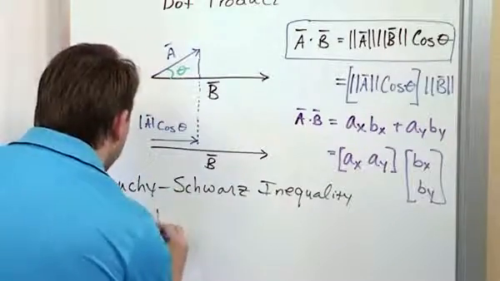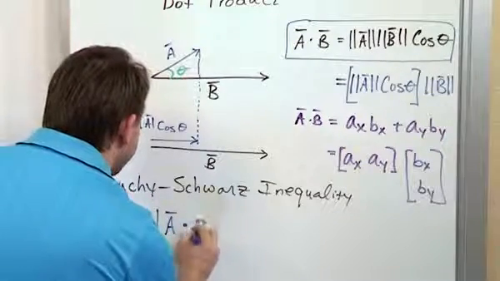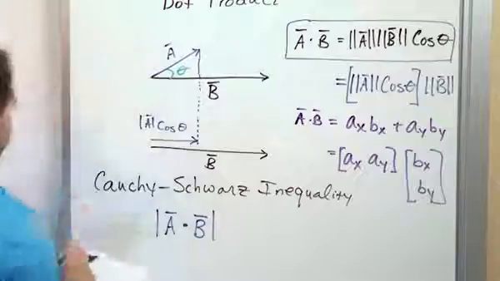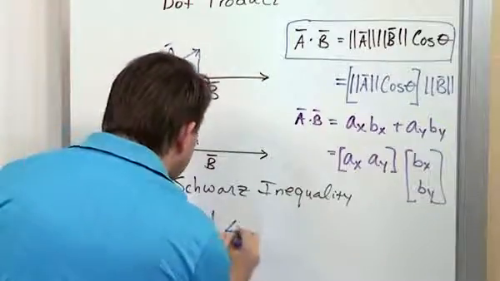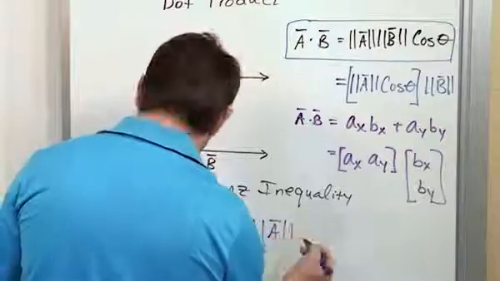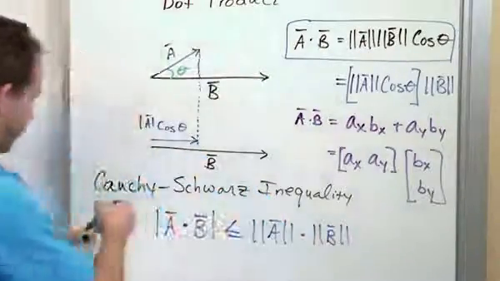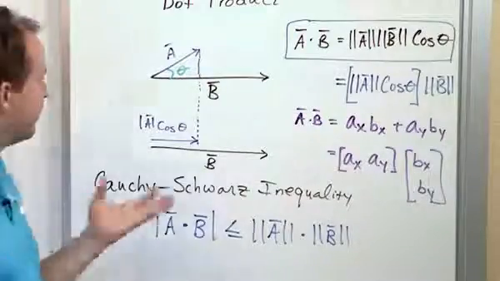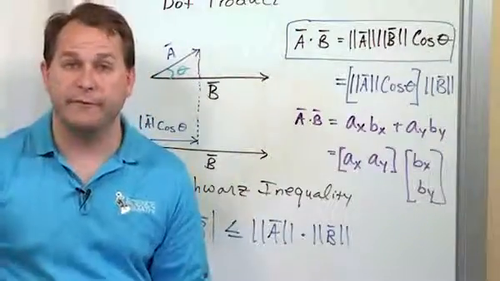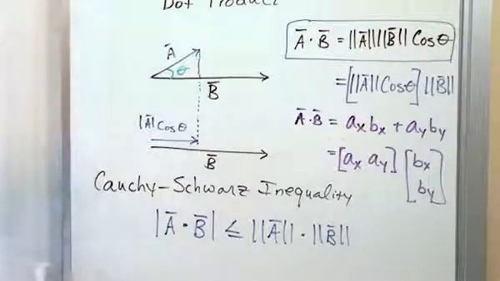The Cauchy-Schwarz inequality says that if you take a vector A and you dot it with a vector B, and then you take the magnitude of the result, it's always going to be less than or equal to the magnitude of A multiplied by the magnitude of B. So it's very similar to the triangle inequality in terms of its form, and you can understand what it means by now looking at this picture that we've constructed on the board.